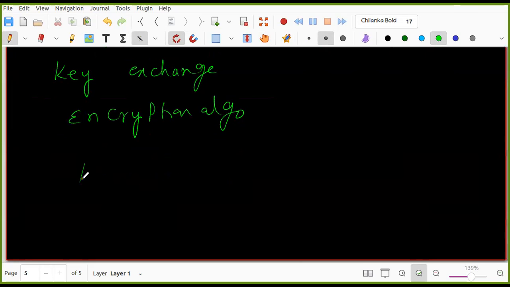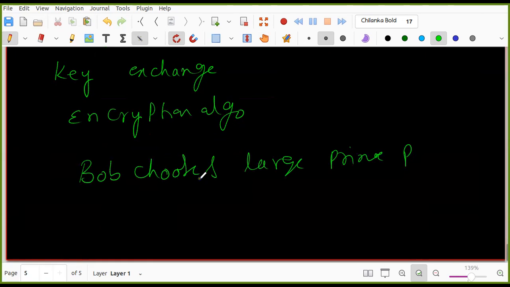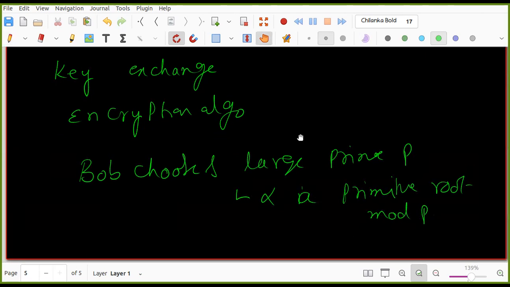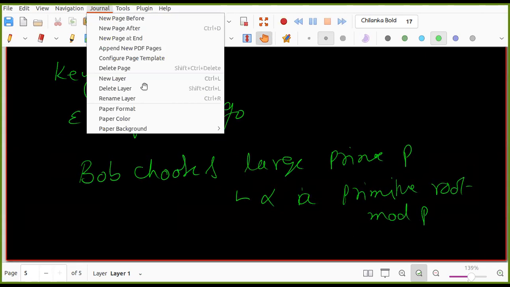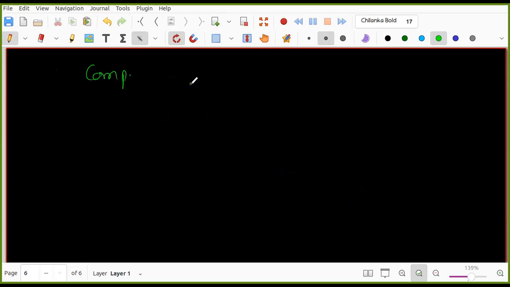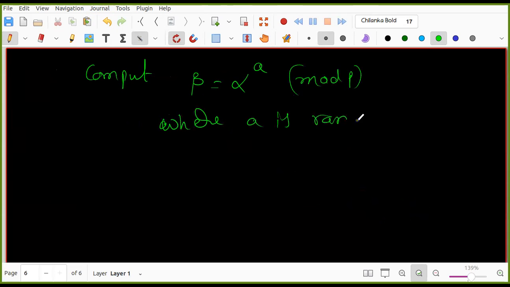Bob chooses a large prime p and alpha, a primitive root modulo p, and computes beta equal to alpha power a mod p, where a is random and secret. So it will not be revealed. Okay, so a is secret.